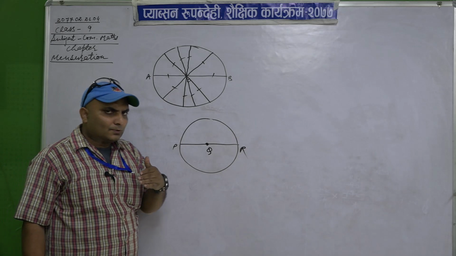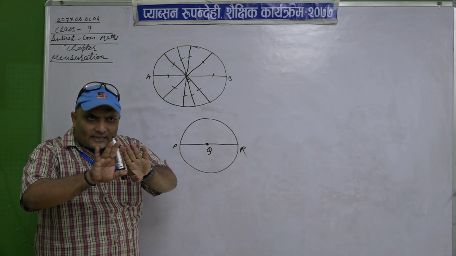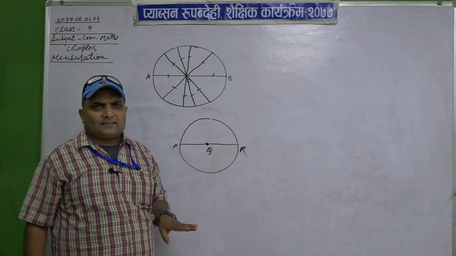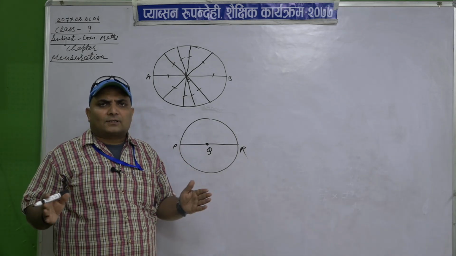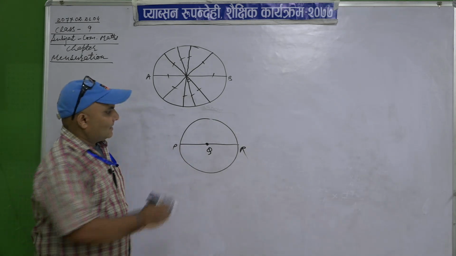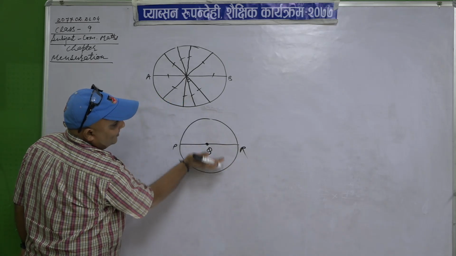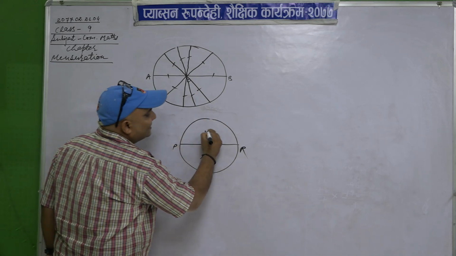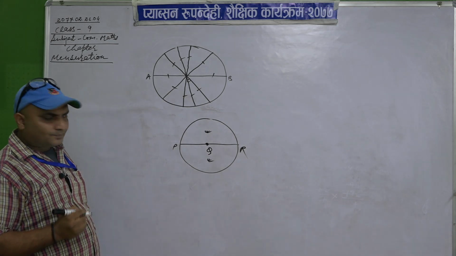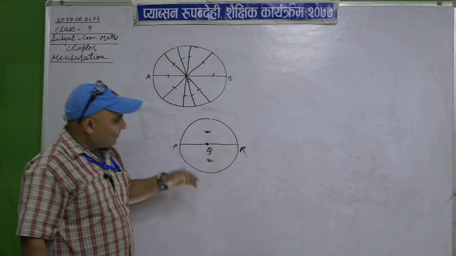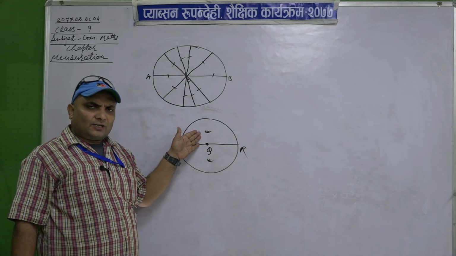Now, what I am going to teach you is that a diameter of the circle divides the circle into two equal parts. Again, a diameter of the circle divides the whole circle in two equal parts. This is the diameter, this divides the circle into two parts, this is the upper part and this is the lower part, and both parts are equal. This diameter always divides the circle into two equal parts.